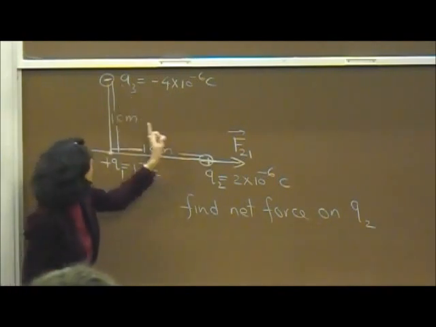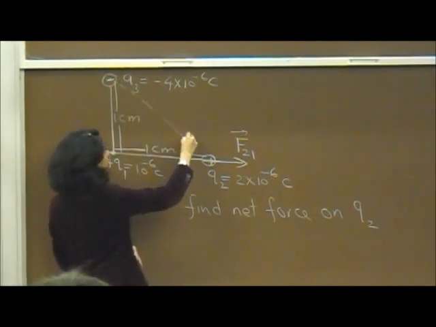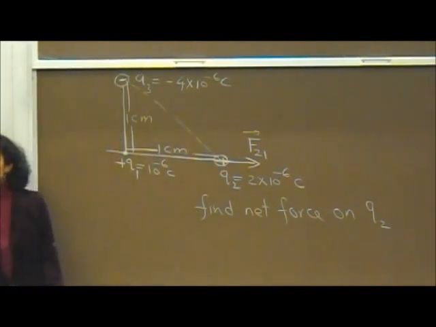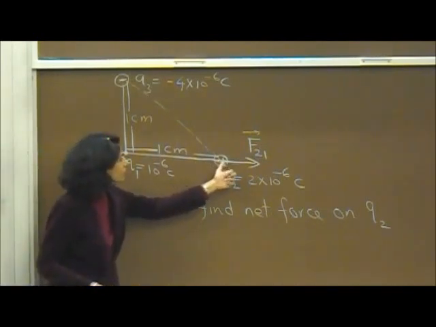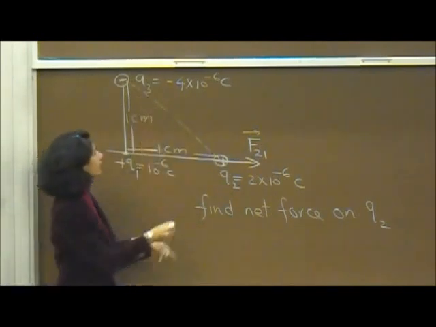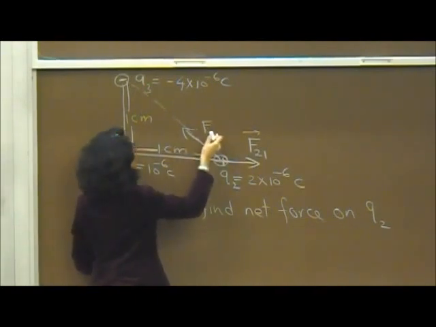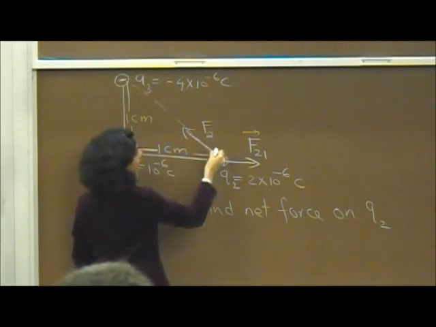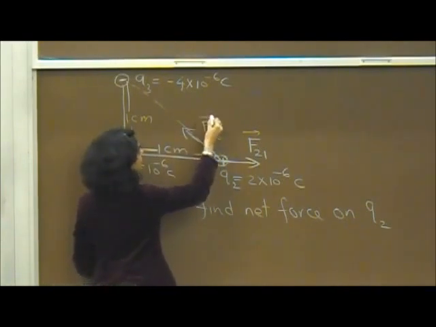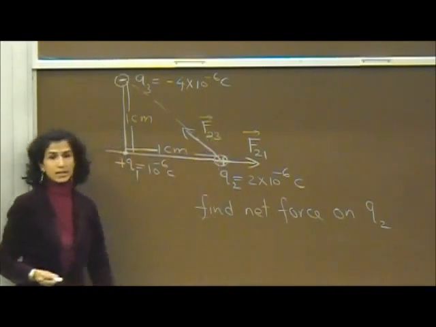Very good. It'll be attractive. And remember, it's always going to be along the line joining the two charges, right? That's what Coulomb's law says. Isn't that true? So if it's an attractive force, this charge Q2 will be attracted towards Q3. So that's going to be like this, and I'm going to give this force a name, F23, just to remind me that this is the force on 2 due to 3.